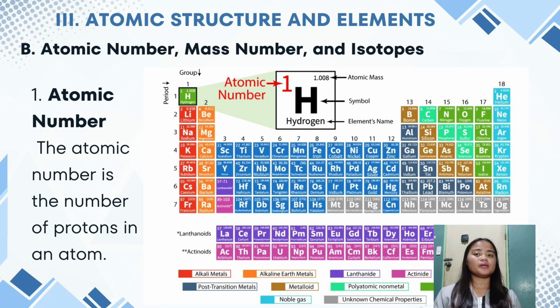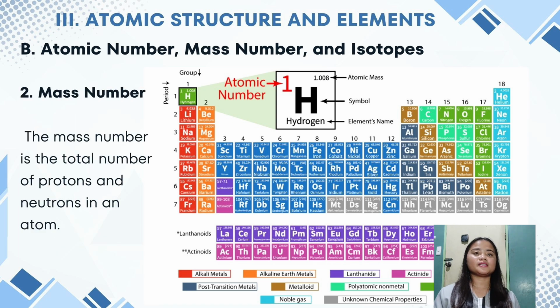When we say atomic number, the atomic number is the number of protons in an atom. As you can see here in the periodic table, for hydrogen the number one in red is called the atomic number. So again, the atomic number is the number of protons in an atom. Hydrogen is the first in the periodic table of elements.